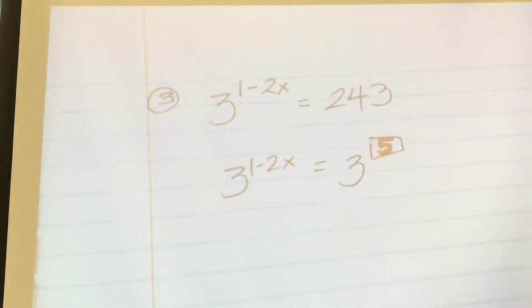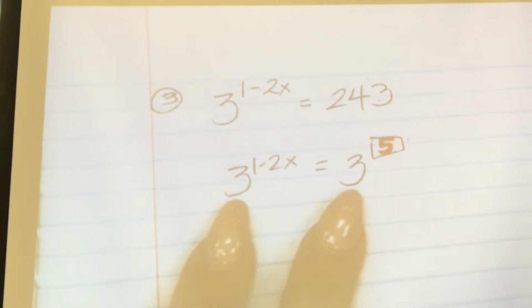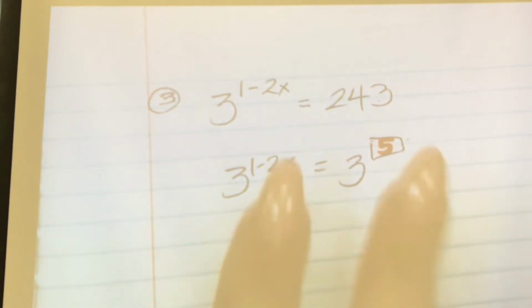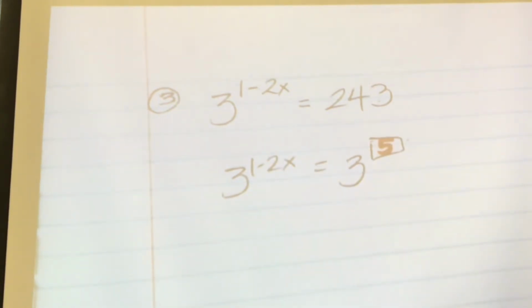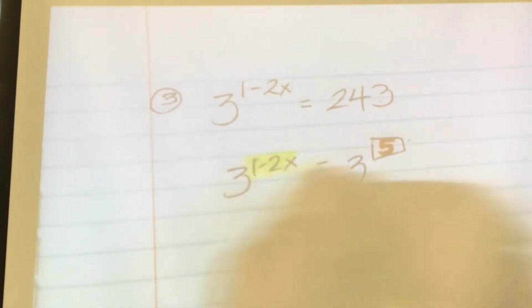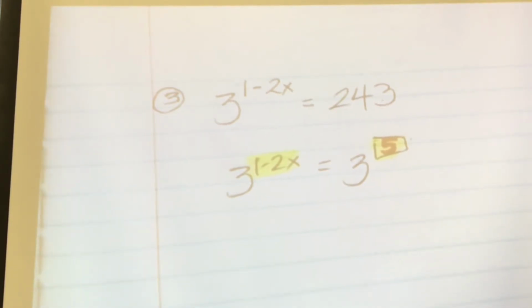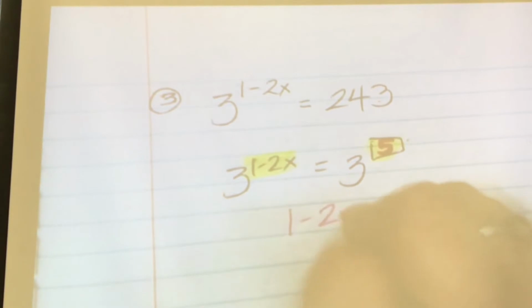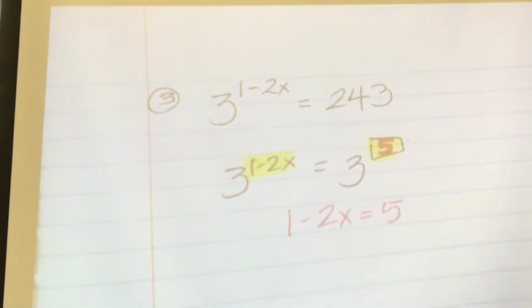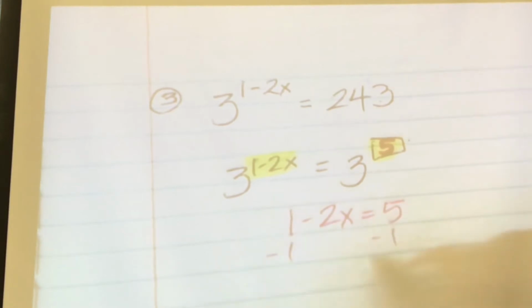Laura, are the bases the same? And that means the exponents are the same. Good. So let's focus on the exponents. Now I'm going to set them equal to each other. 1 minus 2x equals 5. Subtract 1 on both sides. I get negative 2x equals 4. Divide by negative 2. x equals negative 2.